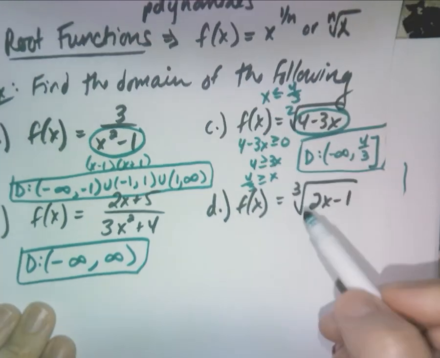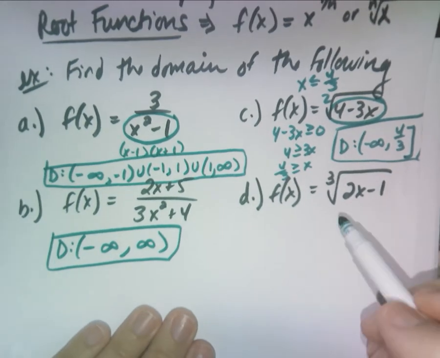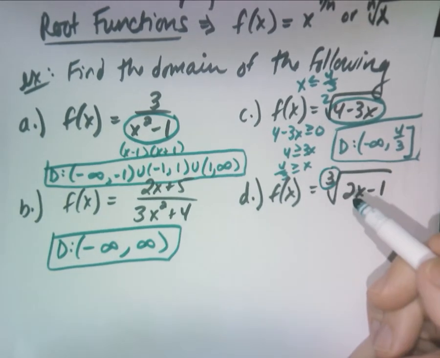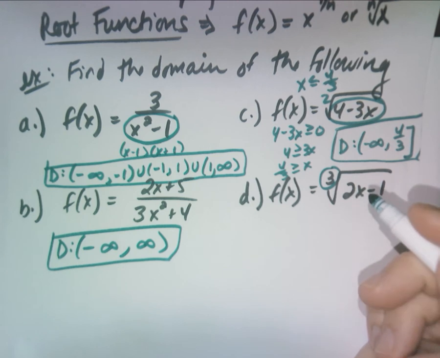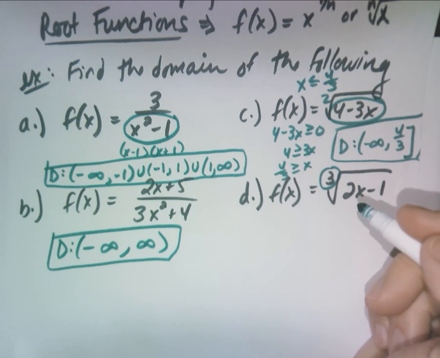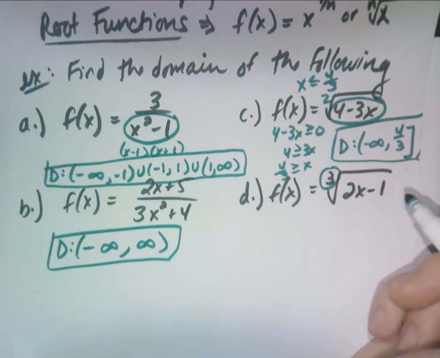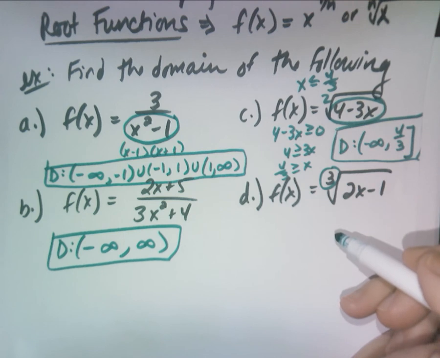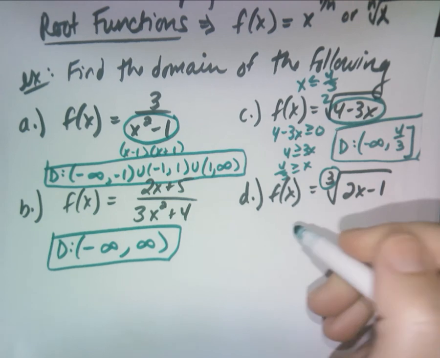All right, now this one, cube root. And we've talked about this before. If you're a cube root, do you have issues with 0? No, you can take the cube root of 0. Do you have issues with positive numbers? No, you can take the cube root of 2. Do you have issues with negative numbers? No, you can take the cube root of -8. Did you know that? What's the cube root of -8? -2. So what would be my domain here? All reals. I'd have no problems.